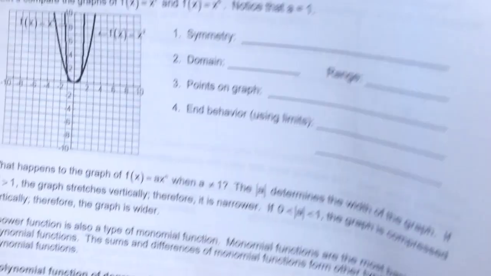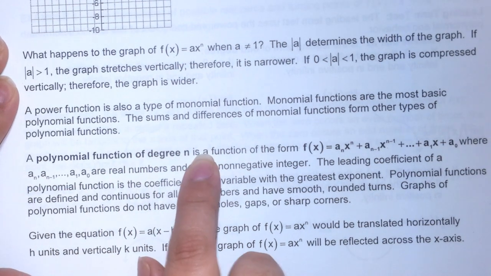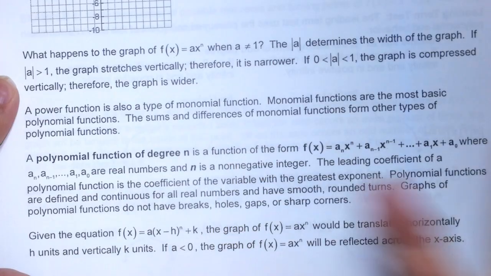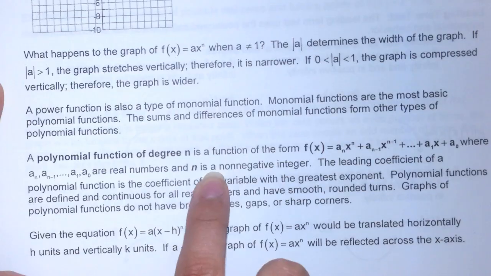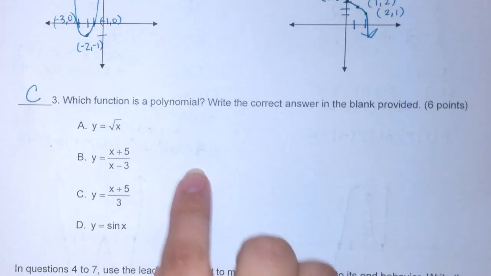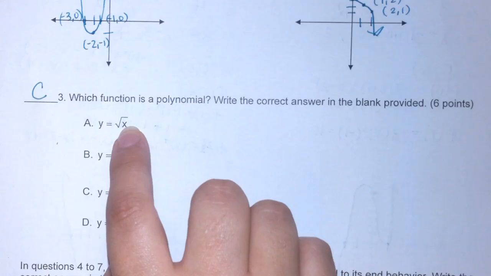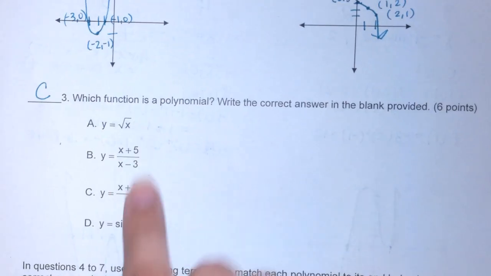What is a polynomial? On the very front page of our notes, a polynomial function of degree n is a function of the form ax squared plus bx plus c, ax cubed plus bx squared, all that. And n is a non-negative integer. Well, y'all, what is the exponent for a? 1/2. Is 1/2 an integer? No. What is a? A is wrong, but what type of function is a? That's a square root function. It's not a polynomial function.